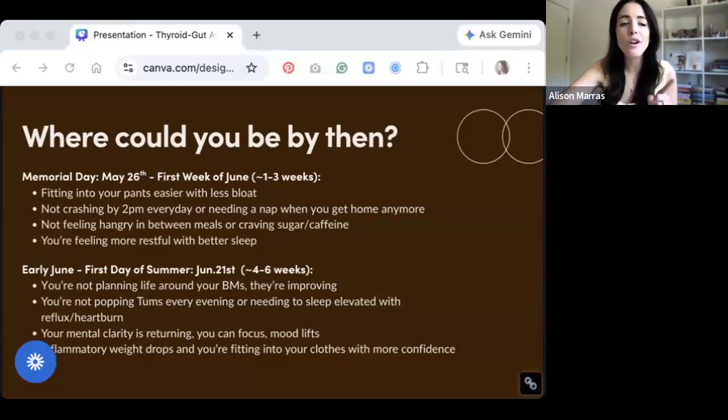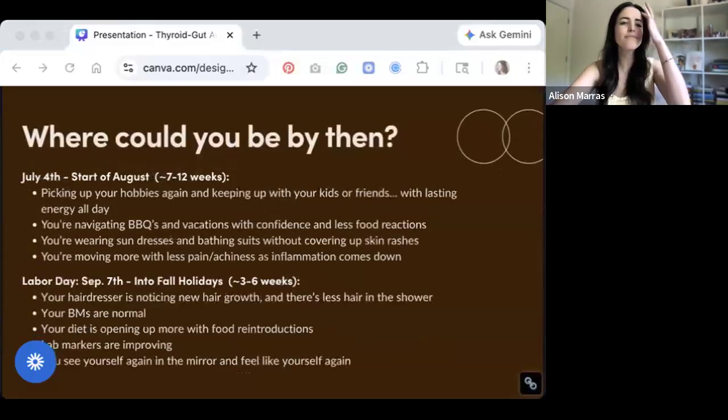By early June to the first day of summer, which is June 21st, which that'll be around 4 to 6 weeks, you're not planning life around your BMs anymore. They are improving. You're not popping Tums every evening or needing to sleep elevated. Your mental clarity is returning. You can focus. Your mood is lifting. Inflammatory weight is dropping, so you're fitting to your clothes with more confidence if that's a thing for you. And then it just goes on from there.